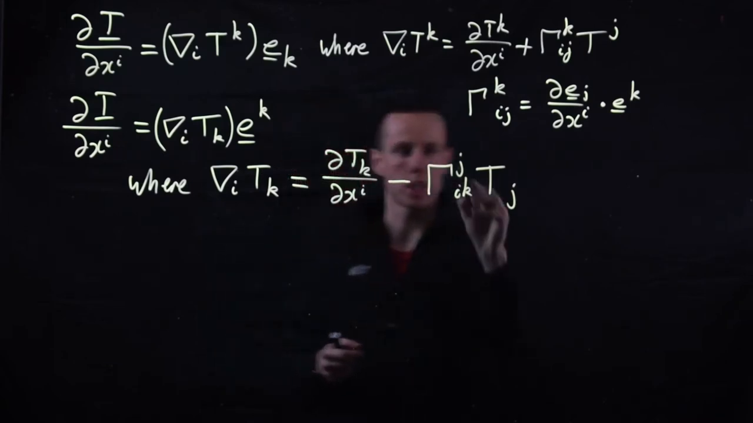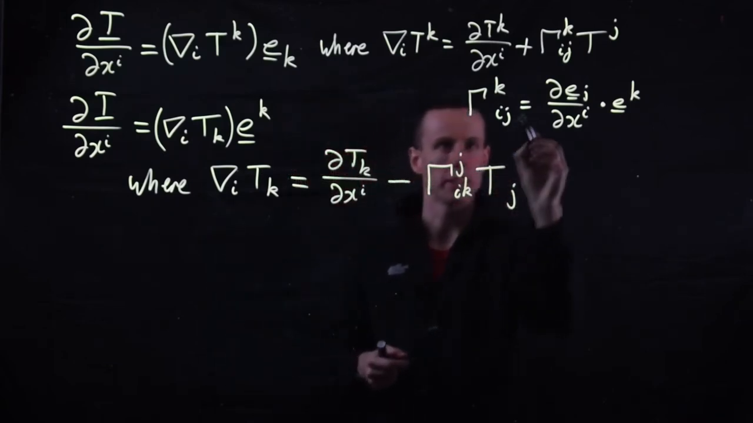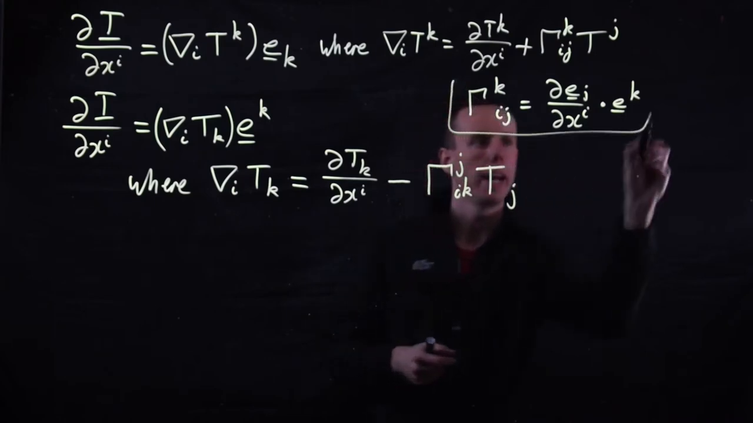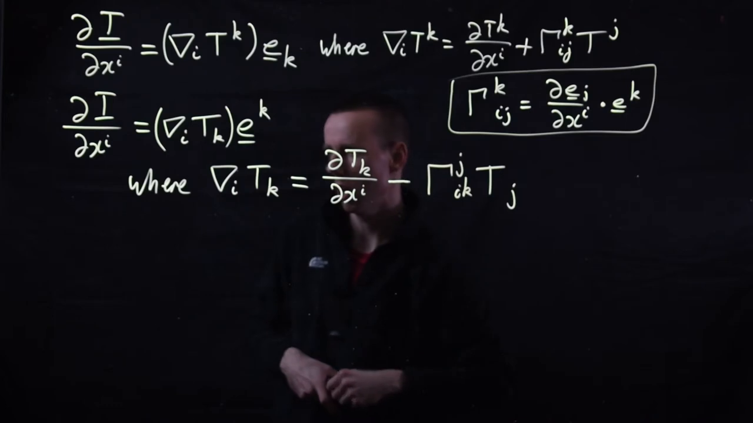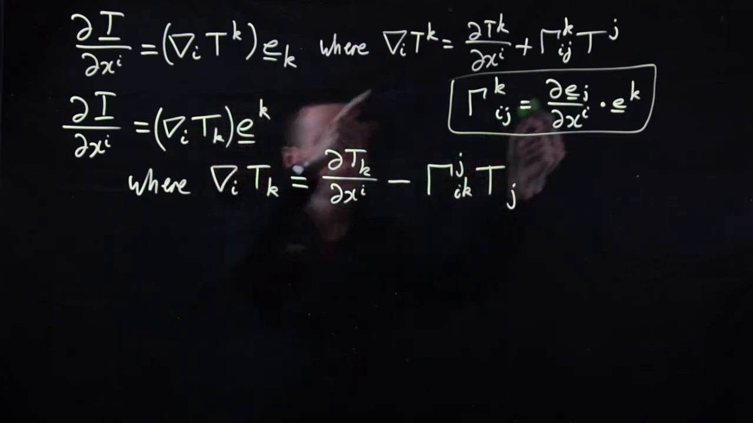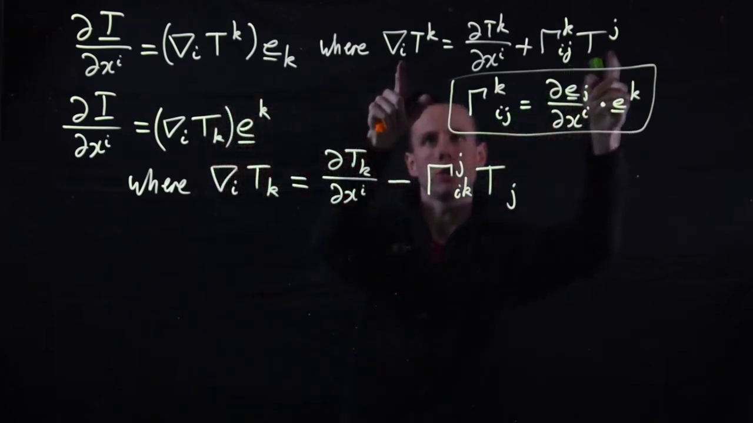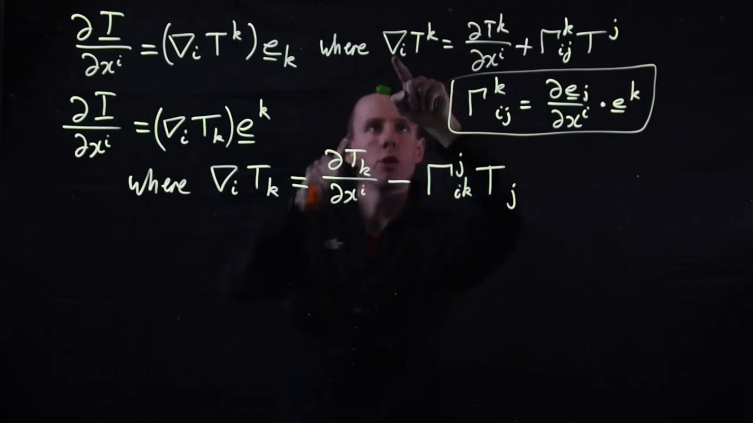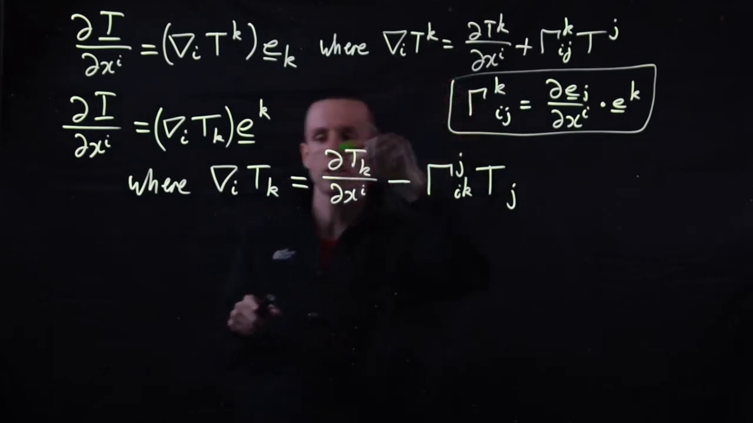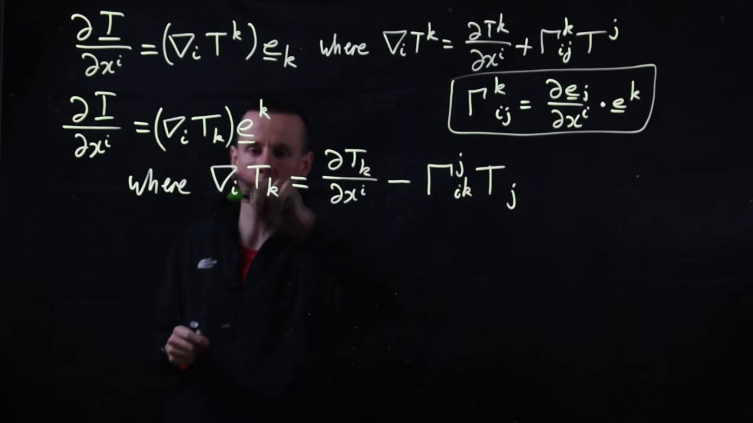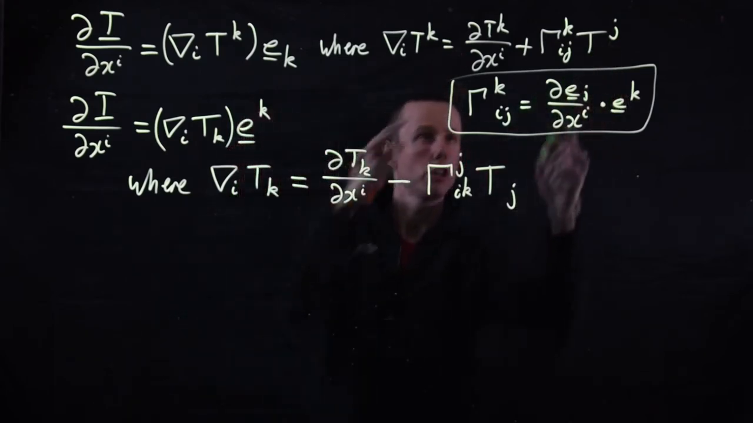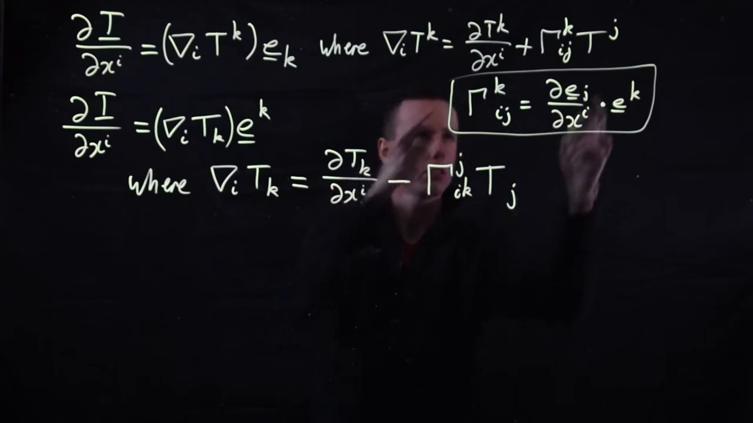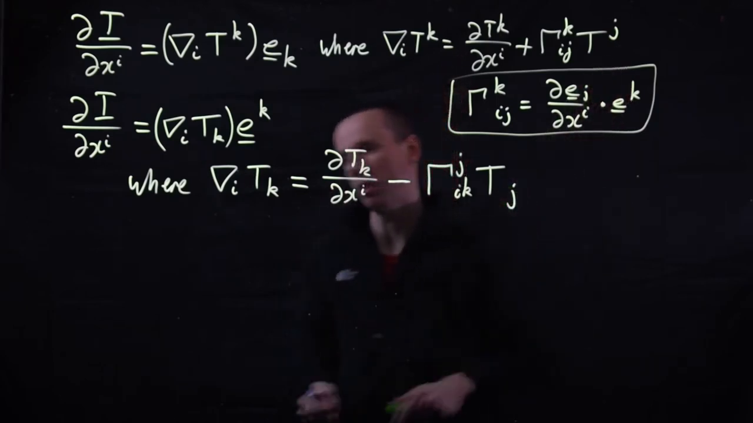Alright, and the Christoffel symbols again, now the indices are in different places, but it's still given by this formula here. Okay, so you see these two formulas here: the formula for taking the covariant derivative of a contravariant vector and the formula for taking the covariant derivative of a covariant vector. So this and this you should know off by heart. Absolutely, you should know that by heart.